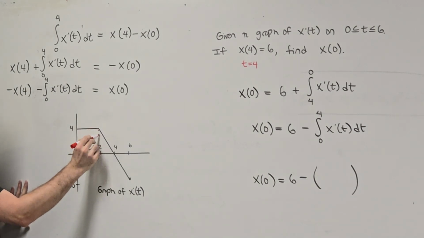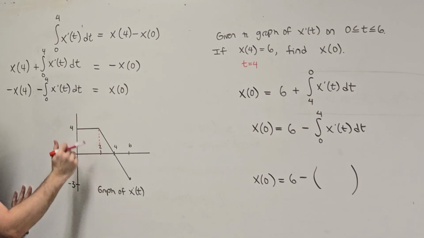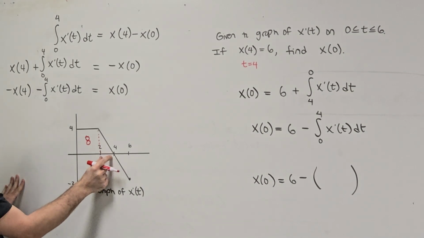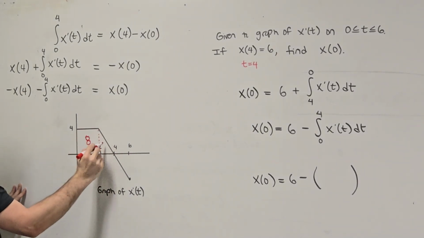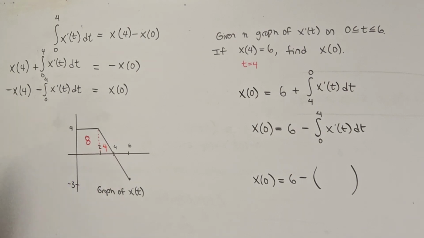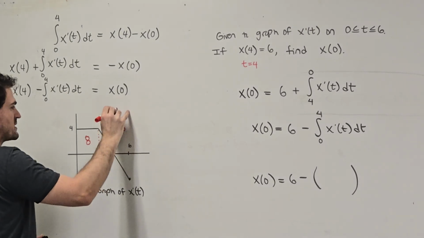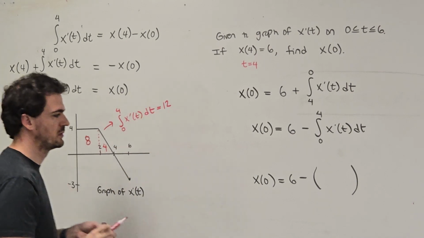So my integral from 0 to 2 is a rectangle with a width of 2, height of 4. 2 times 4 is 8. From 2 to 4, that's a triangle with a base of 2, a height of 4. 2 times 4 is 8, divided by 2 is 4. So that means that the definite integral from 0 to 4 is 12.